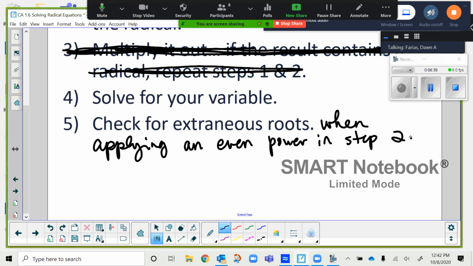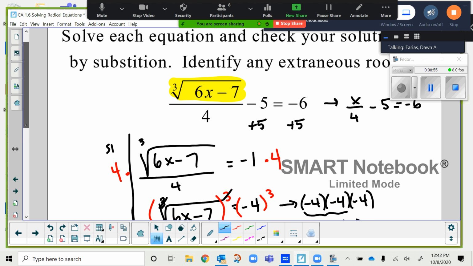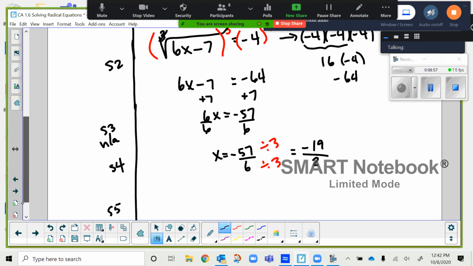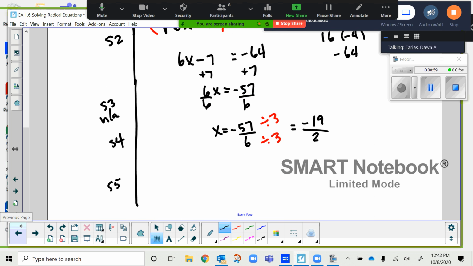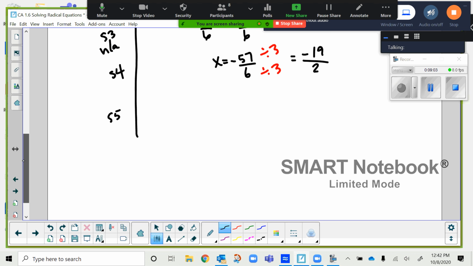Check for extraneous roots when applying an even power in step 2. So if I go back and look at the problem we just did, when we applied a power to both sides, the power was 3. Is 3 even or odd? Nobody wants to answer. I know you all know. 3 is odd. So we do not have to check for an extraneous root.